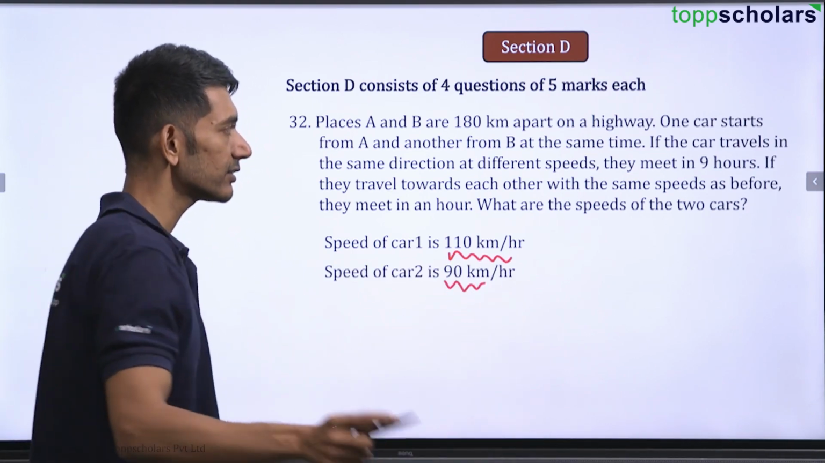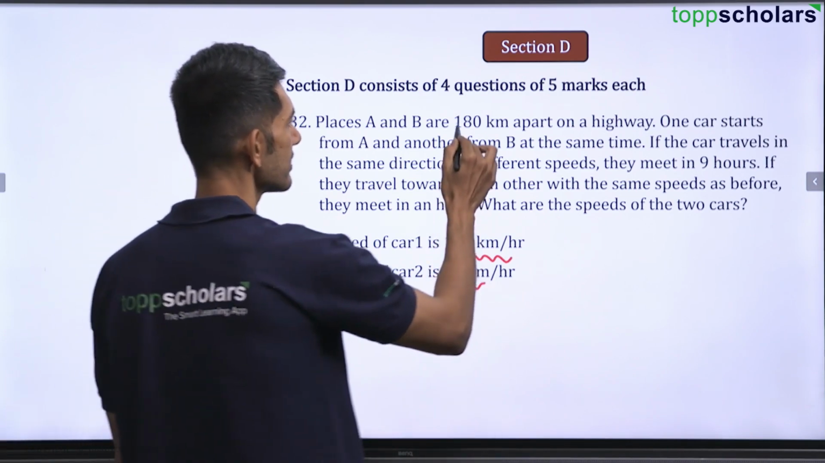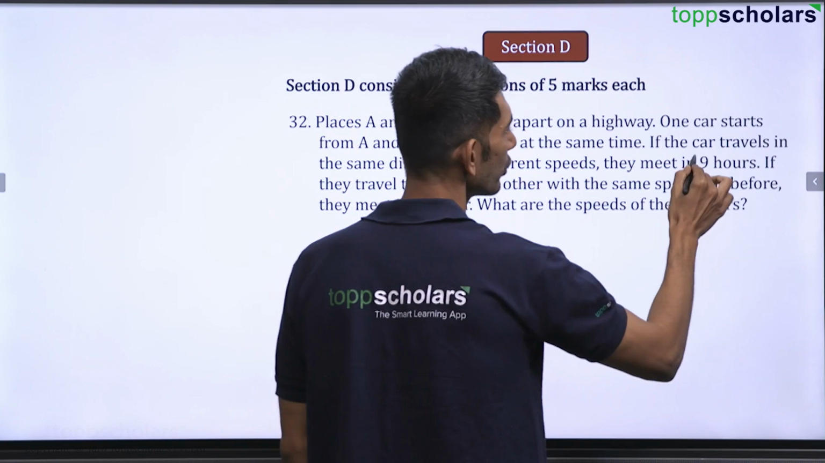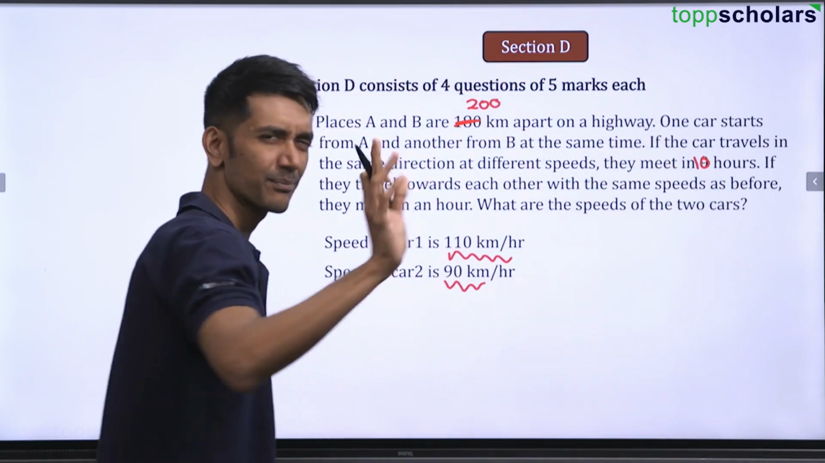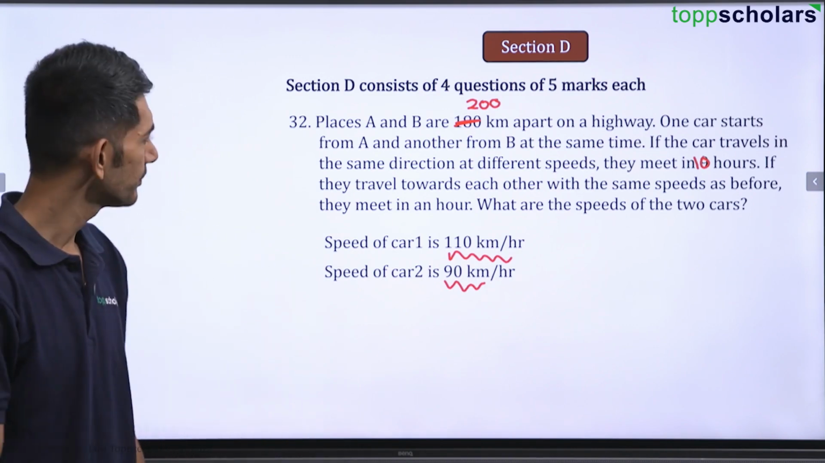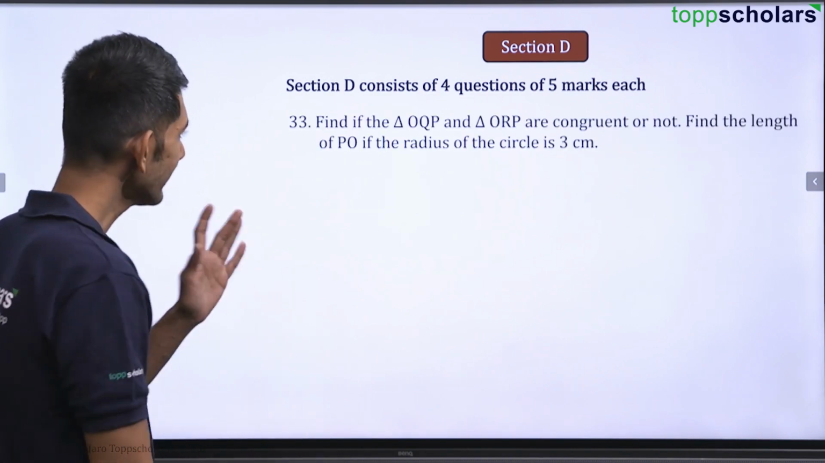What are the changes, children, we are going to do here? The changes are that this we are going to make it as 200 and this we are going to make it as 10. Otherwise the question remains the same. Correct? Okay. Let's have a look at a new question.